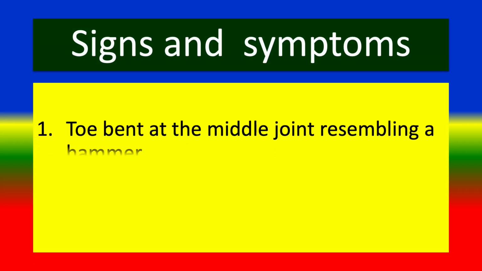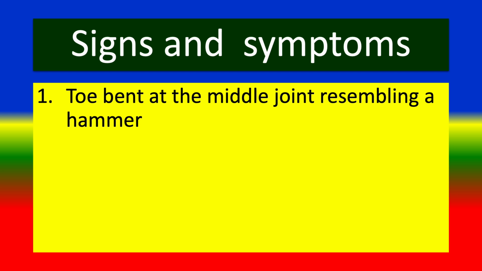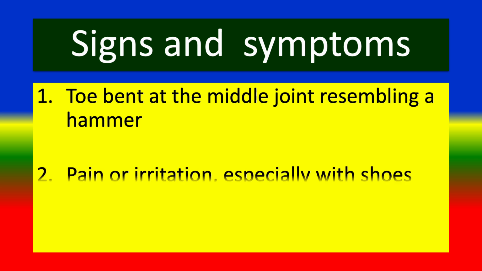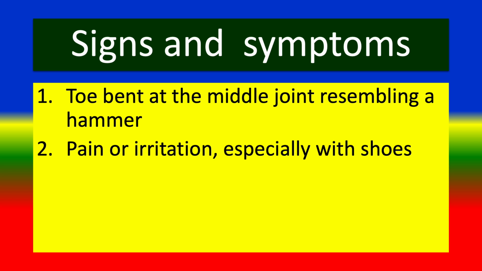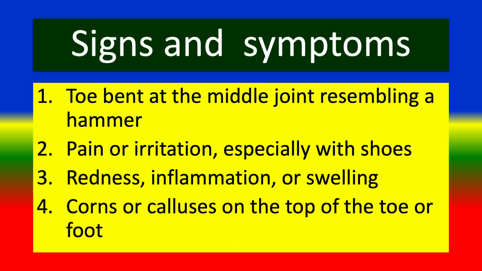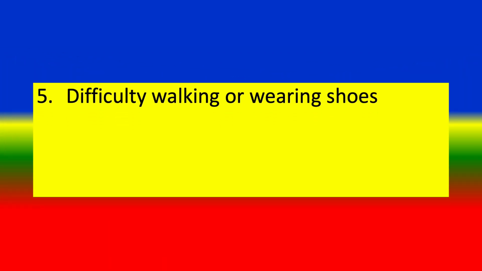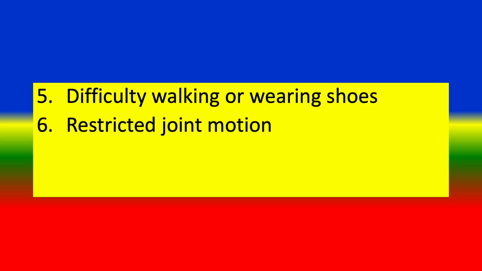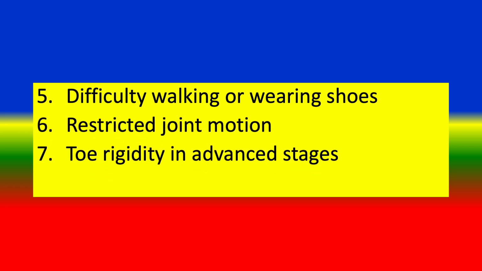Signs and symptoms. 1. Toe bend at the middle joint resembling a hammer. 2. Pain or irritation, especially with shoes. 3. Redness, inflammation or swelling. 4. Corns or calluses on the top of the toe or foot. 5. Difficulty walking or wearing shoes. 6. Restricted joint motion. 7. Toe rigidity in advanced stages.